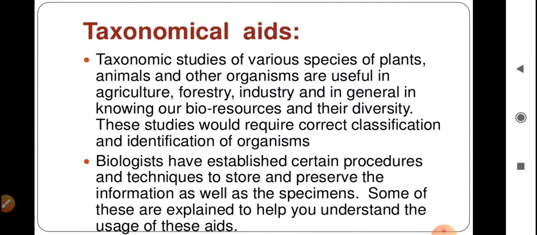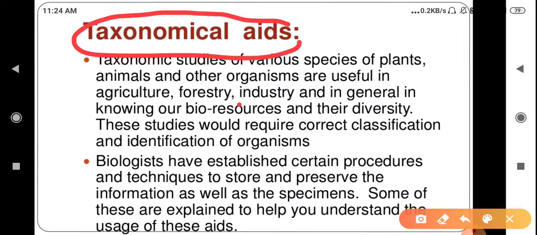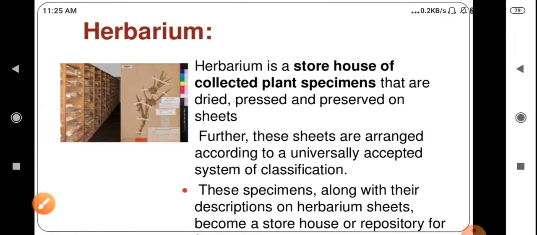So these taxonomical aids will help in the correct classification and the identification of the organism. Biologists have established certain procedures and techniques to store and preserve the information as well as the specimens. Some of these are explained to help you understand the usage of these aids. Now first we will study about herbarium.